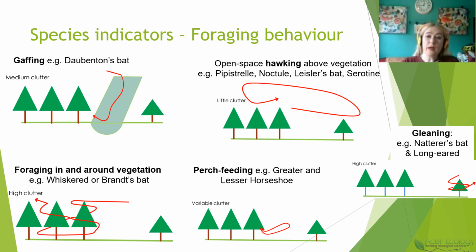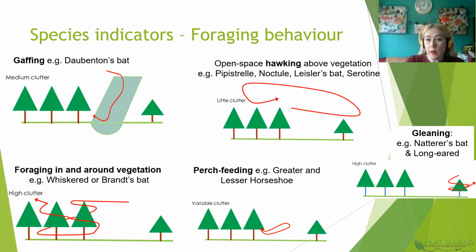Then we have perch feeding. That's when you have bigger insects, for example a moth or a butterfly, and the bat would catch that, and because it's a big prey that struggles, it would then sit somewhere in peace and quiet and munch on it. Ideally there should be a place that it can fly into without having to land and crawl, but it's sheltered and quiet. Now, gleaning is a behavior.